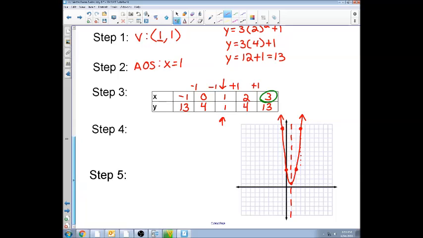Okay? Be careful with those as well. That should open up at the top. You should not have arrows that are starting to point towards each other. That would be incorrect. All right?